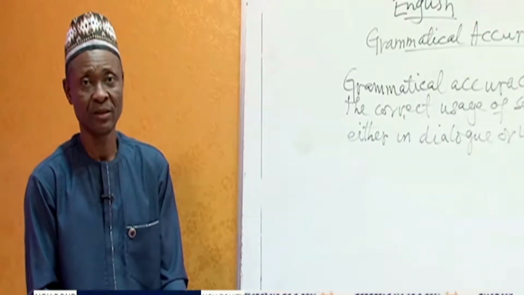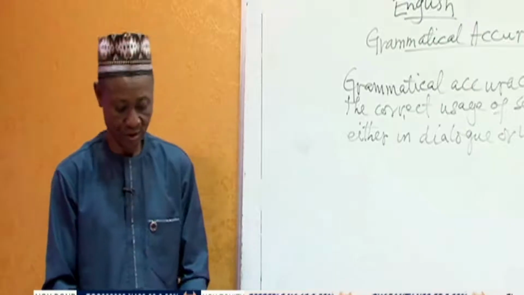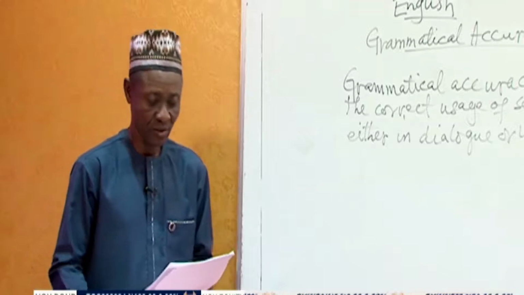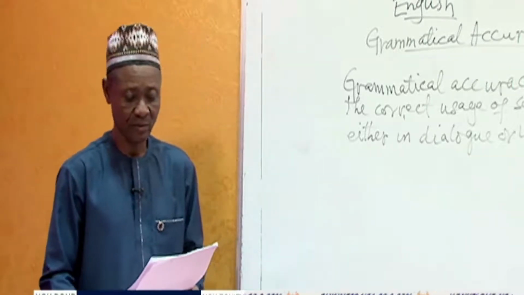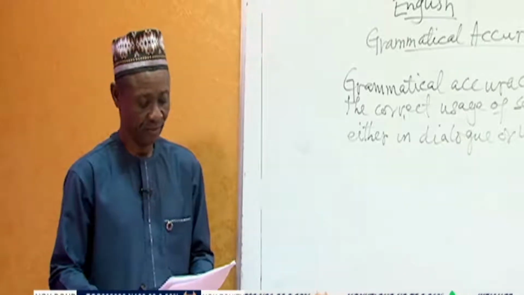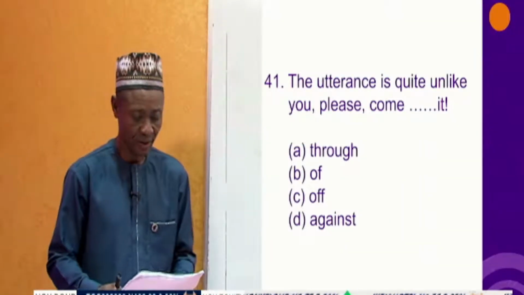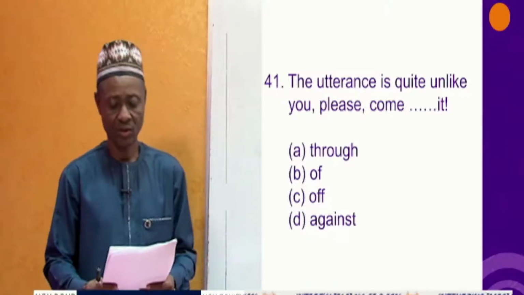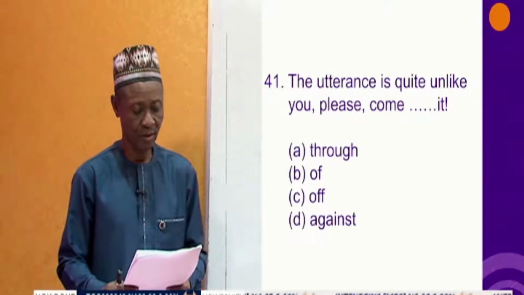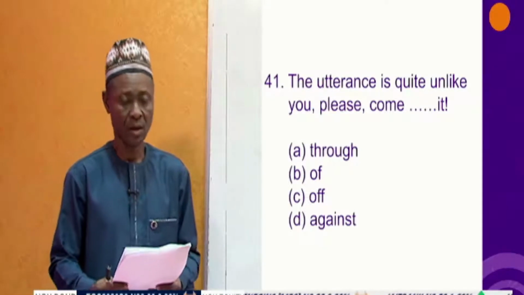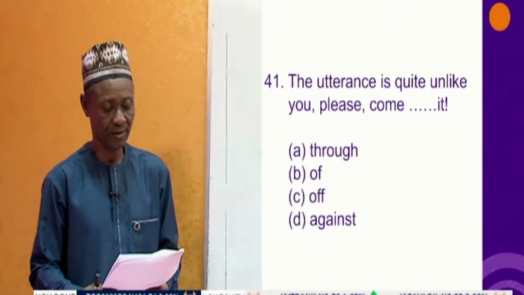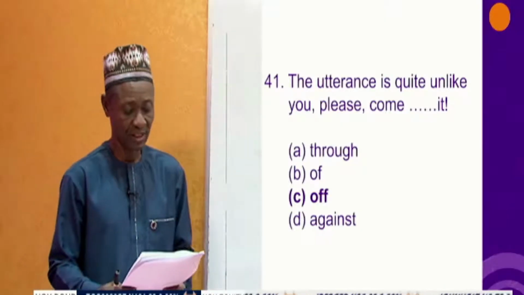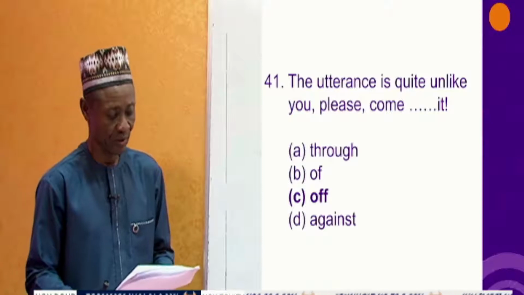Now we begin with the 2015 questions. From the words lettered A to D, choose the word that best describes or completes each of the following sentences. Question number 41. The utterance is quite unlike you. Please come dash it. A, through. B, of. C, of. D, against. The appropriate answer is C. Option number C, which is of, to that question.